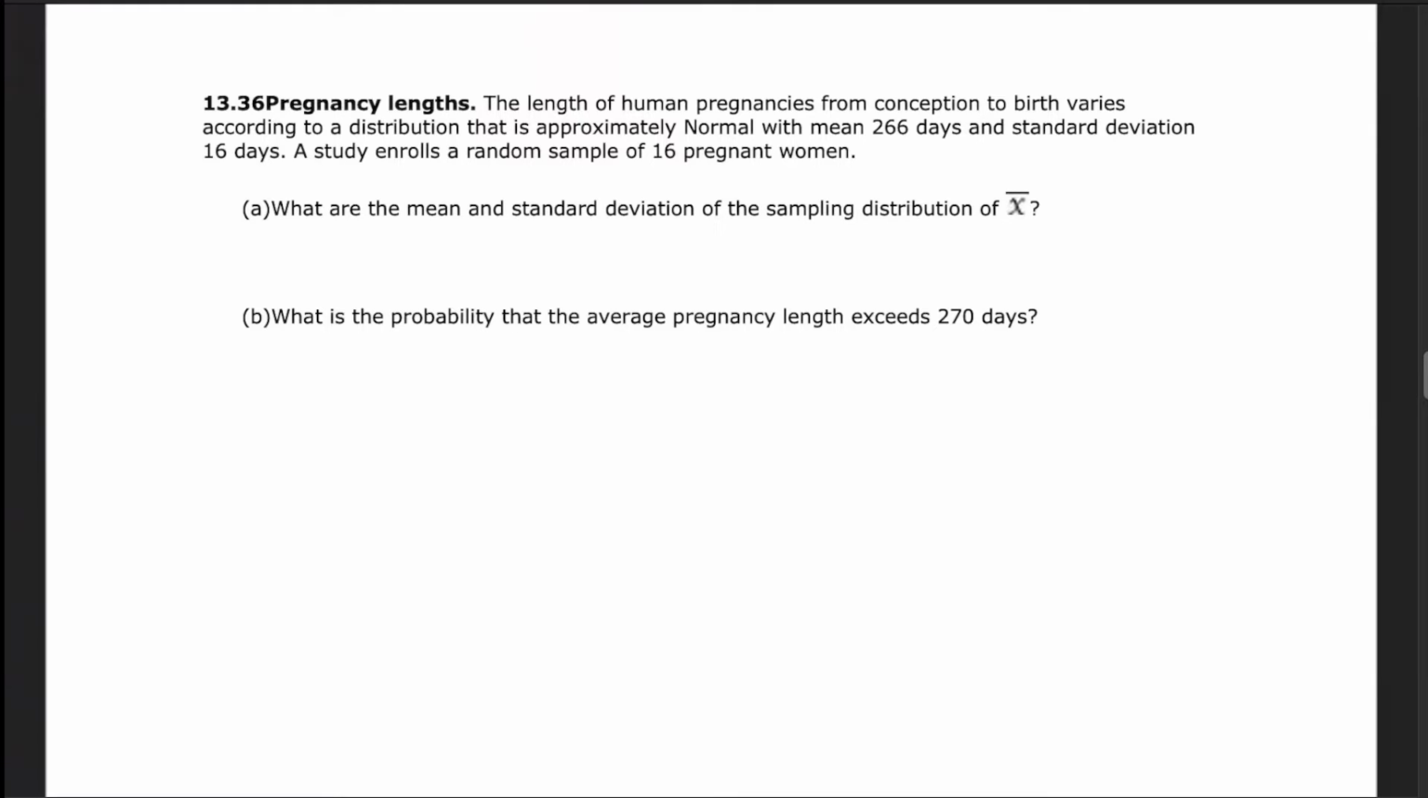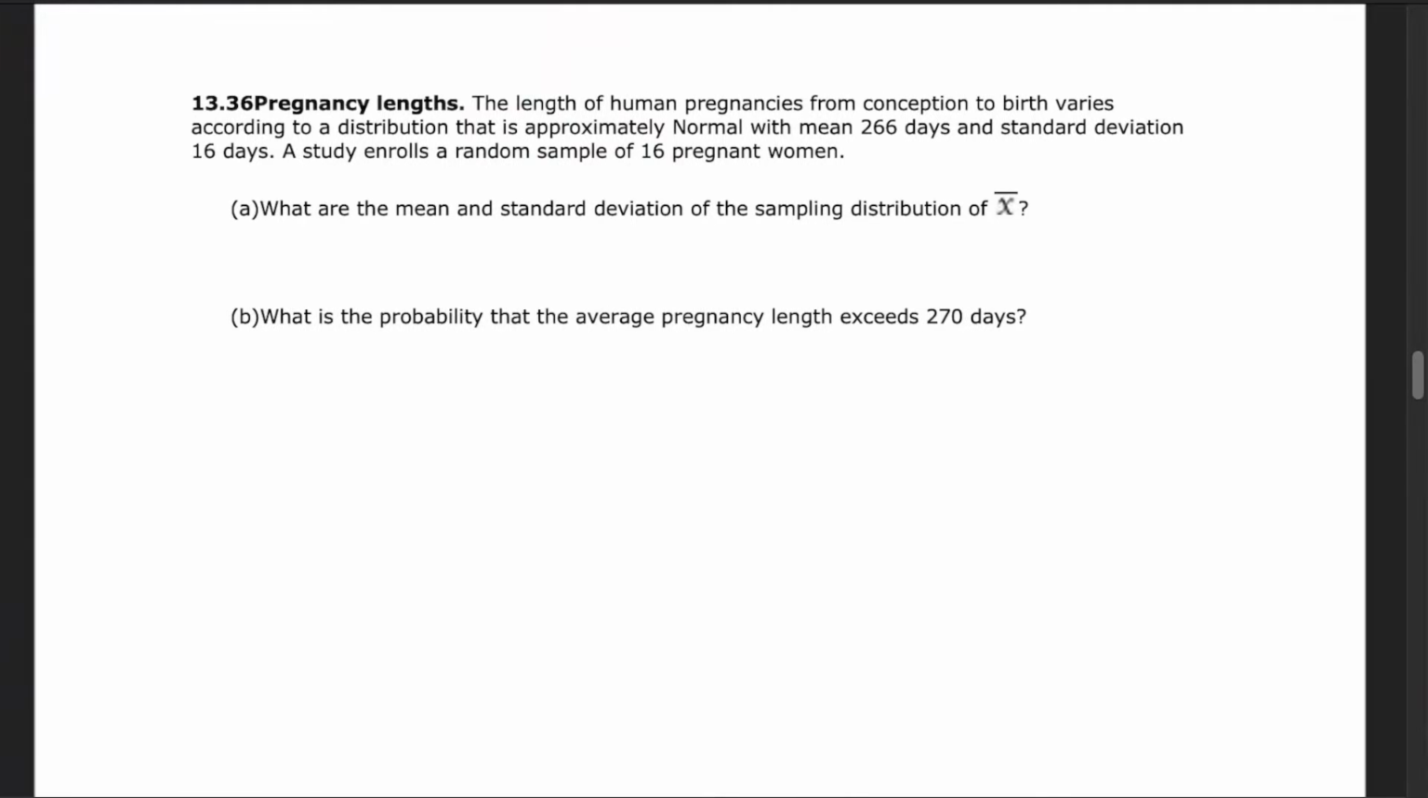Alright, so here is one last question from chapter 13 on sampling distribution. Pause the video and read through the question, give it an attempt, and then you can go back and see the explanation. After reading the question, you should be able to derive what's given and what you're supposed to find.